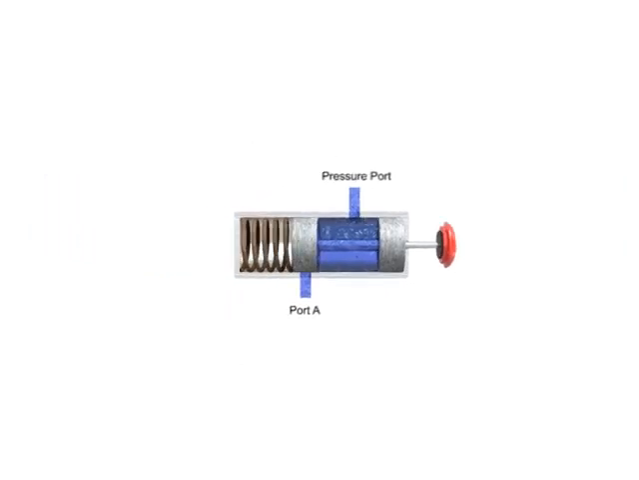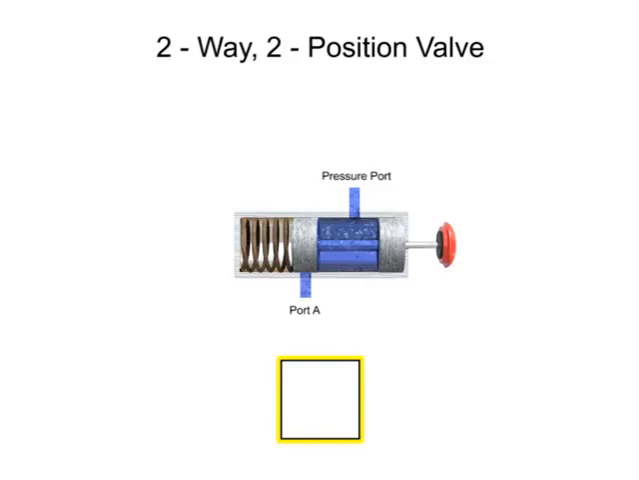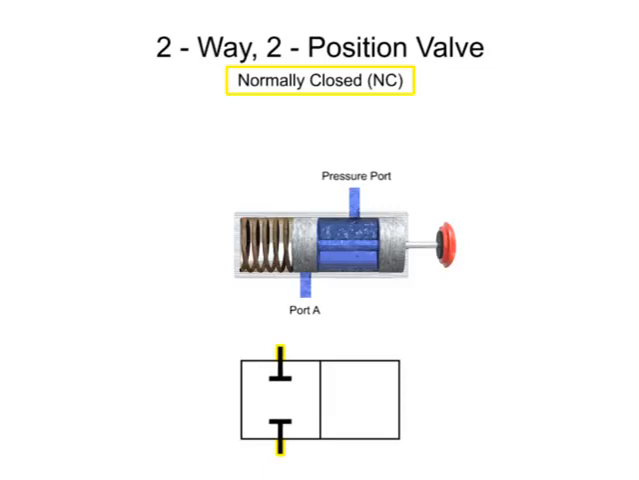Here is a similar valve to the one previously shown. It has 2 ports and 2 positions, so it is also a two-way, two-position valve. To illustrate the differences with this valve, let's build its graphic symbol. It is a two-position valve, so the graphic symbol will have 2 adjacent boxes. This valve also has 2 ports. However, in the normal non-actuated position, both ports are blocked. Therefore, it is a normally closed valve.